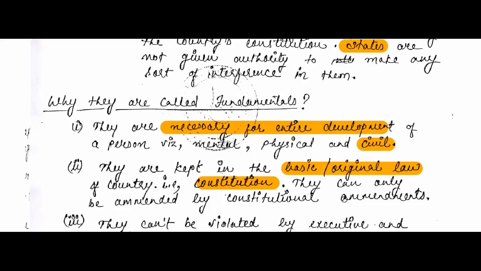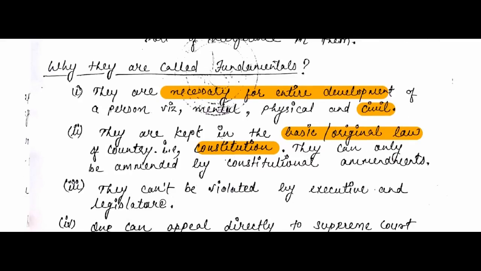They can only be amended by constitutional amendments. Means if parliament wants to make any sort of amendments, if it wants to change any further positive amendments, then it can make them, but without affecting its basic structure. Okay. Now they can't be violated by executive and legislature.